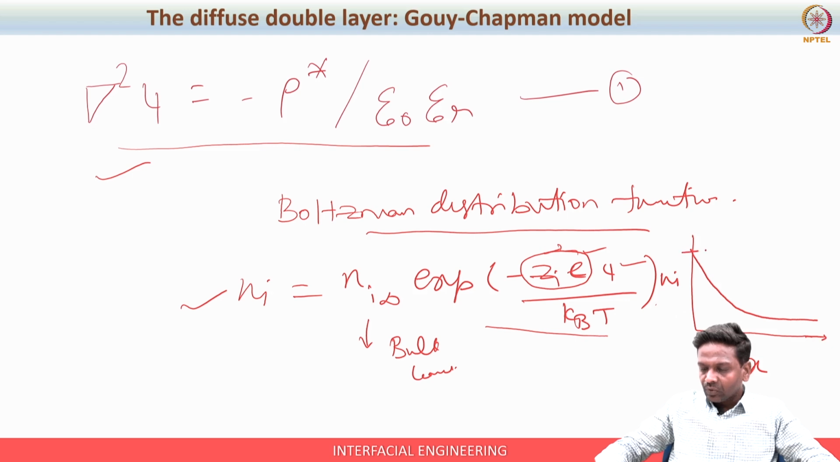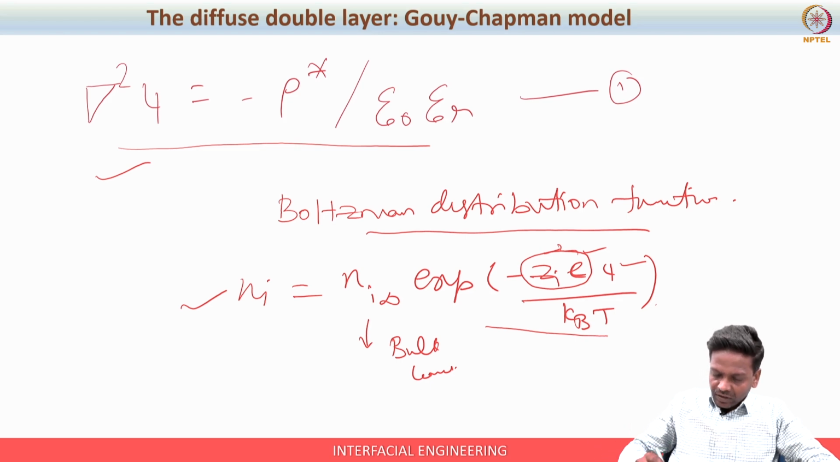So, this one is Ni∞, this is the exponential decay, and this part will be the potential corresponding to ψ naught, which is the surface potential of the surface itself. So, this is how the function will reflect when you incorporate the Boltzmann distribution function.